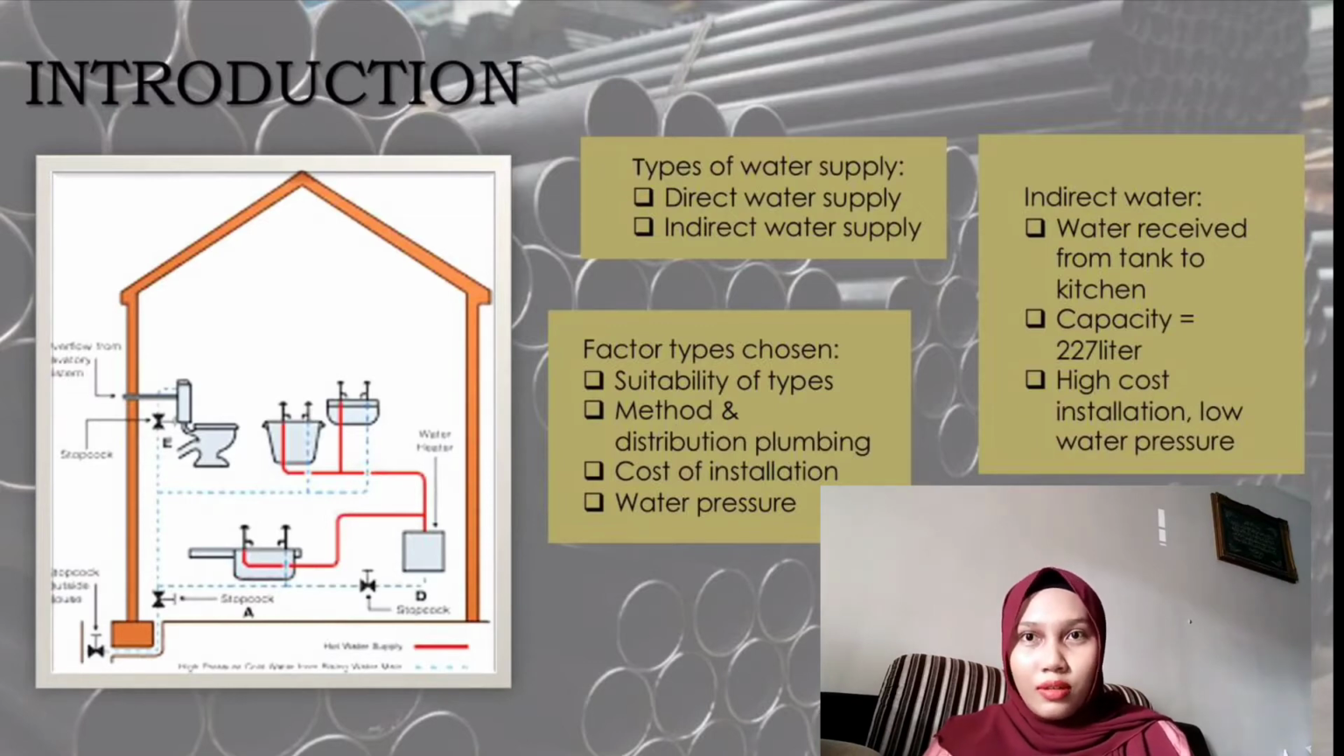There are two types of water supply, which are direct water supply and indirect water supply. The type of water supply will be chosen based on a few factors, such as efficiency and suitability of a system in a building, method and distribution of plumbing supplies, cost of installation, maintenance, and more. We have been assigned, among our group members, to find a site, and this site uses indirect cool water supply. So my group members will explain more about indirect cool water supply.